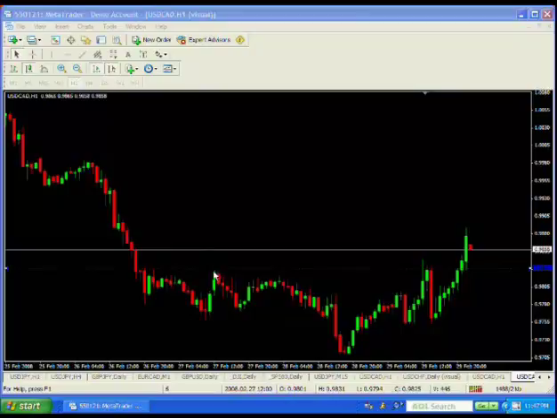Now, we left off here at the high of this green bar, and this high of the green bar is now dynamic resistance. But it did not become dynamic resistance, remember, until a red bar formed, or a turn, or an attempt to turn. Excuse me.